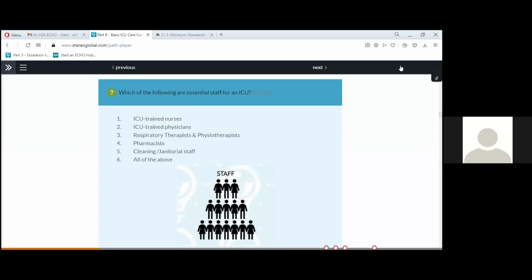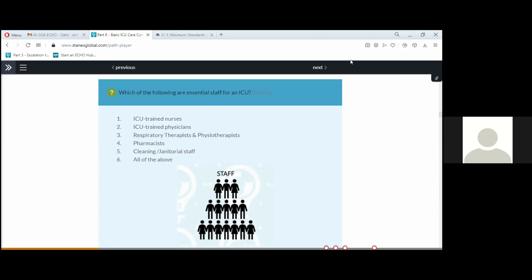The fourth category is the pharmacist. The pharmacists are also important in the ICU because ICU patients usually are given different types of drugs from different specialties. Since ICU care is multidisciplinary, you have different teams of doctors coming to see the patient, and different medications are given for different problems. So the pharmacists are very important. They are supposed to be versed in drug-drug interactions and doses of drugs that are specific for patients in the ICU.